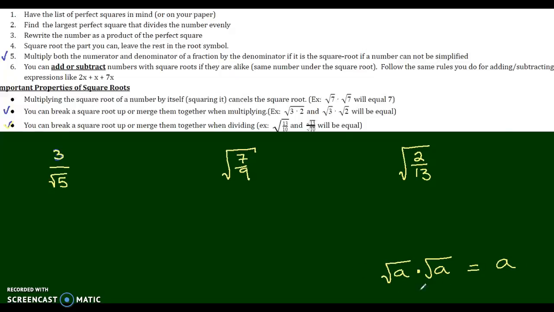The reason this is happening is because when you multiply something by itself, you're essentially squaring it. So this is the same thing as saying root a squared. And of course, squaring and square roots are opposites of each other, so these end up canceling each other out. Let's see that in action.